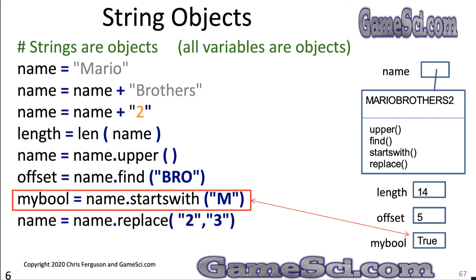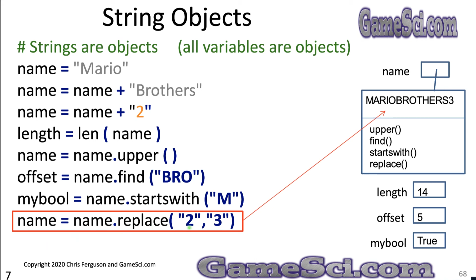My bool equals name dot starts with of M. What you're going to do is go to the name variable. The dot says go inside this object, run the starts with method, and look to see if it starts with an M. And sure enough, this string starts with the letter M. So the starts with method will return a true. My bool contains the value of true. If the string started with something other than M, this would return a false.